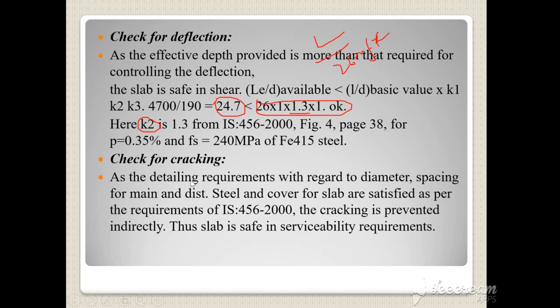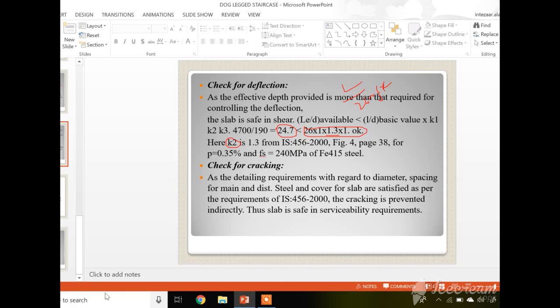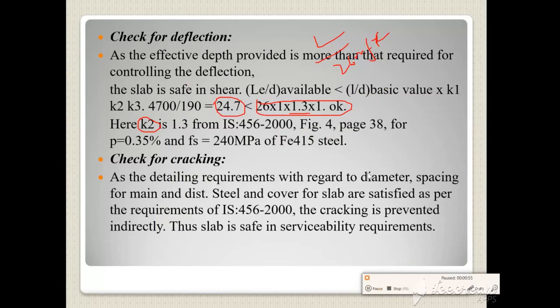Check for cracking: as a detailing requirement, the diameter, spacing for main and distribution steel, and cover for slab are satisfied as per requirement of IS 456 2000. The cracking check is provided indirectly, thus the slab is safe in serviceability requirement. So this means design is safe under cracking. Let's move to the detailing part.